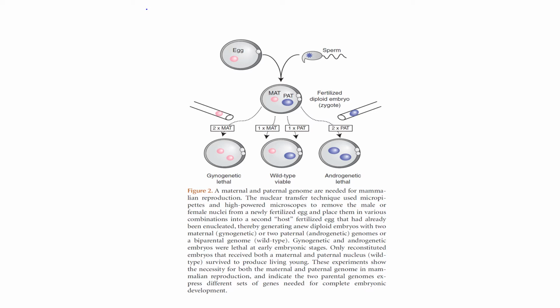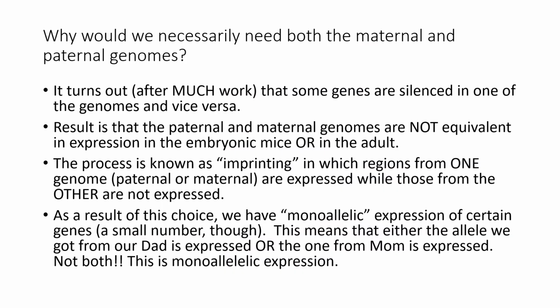It turns out you don't need the entire paternal genome or the entire maternal genome. It's the selective activity of these monoallelic imprinted genes that determines which genes are important. Much amazing work determined that some genes are silenced in one of the genomes and vice versa. The result is that the maternal and paternal genomes are not equivalent in expression during embryonic development in mice or people, and the process is known as imprinting. So one allele is expressed and the other is silenced from each parent.